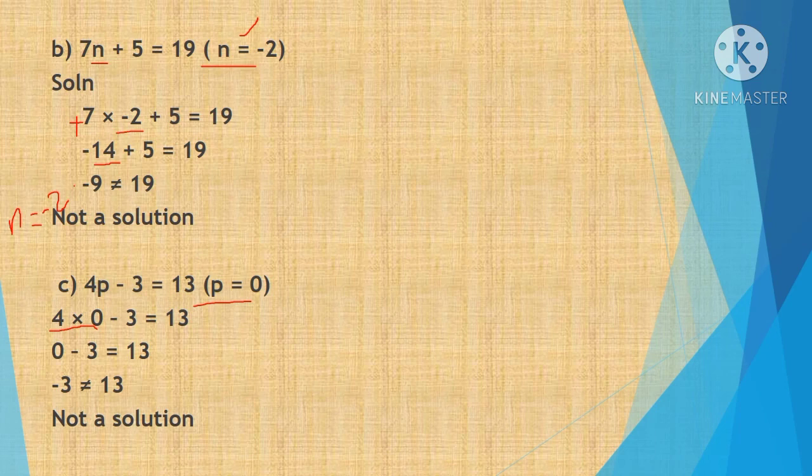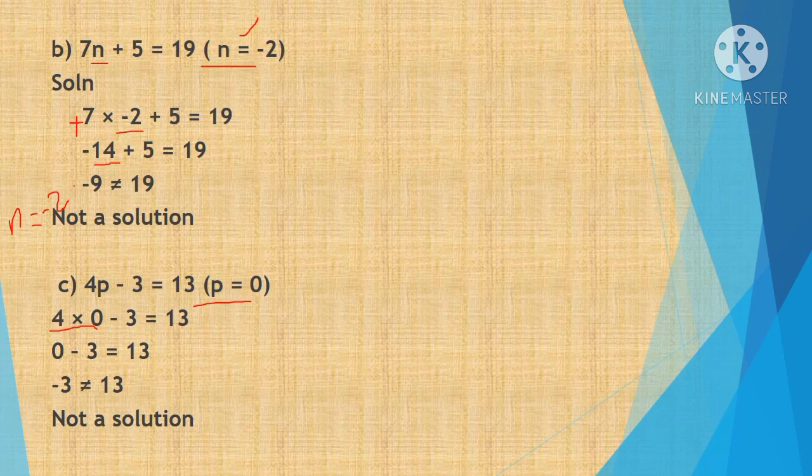So 14 minus 5, 9. Answer is 9. So what is the symbol? Minus. So minus 9. Minus 9 is not equal to 19. So n = minus 2 is not a solution, because we did not get left hand side equal to right hand side. So minus 2 is not a solution. Now understood, children? Now look at the third problem.